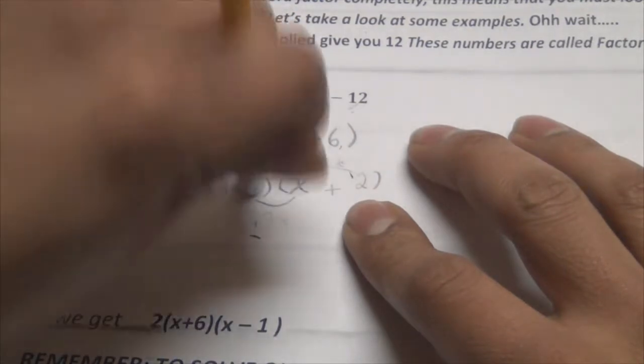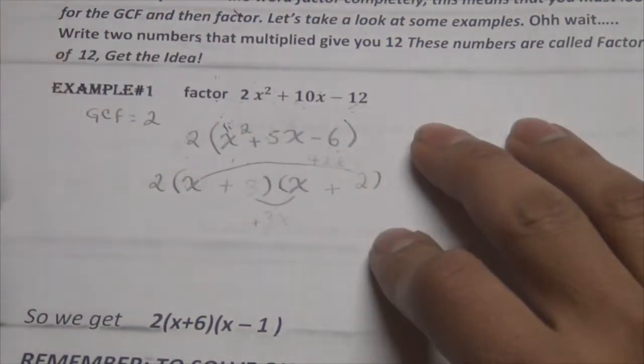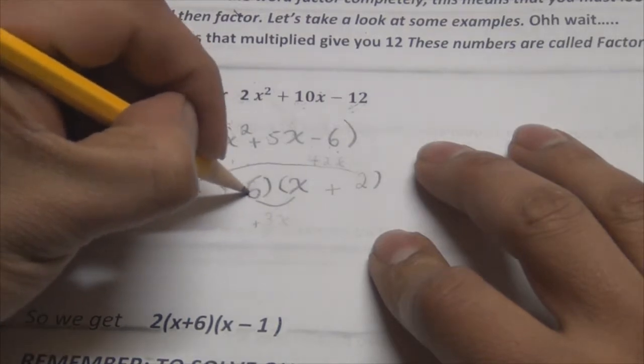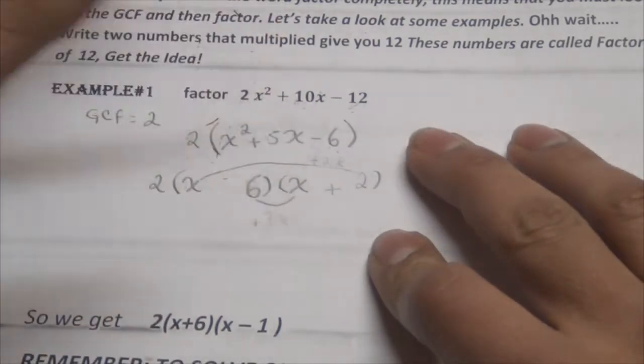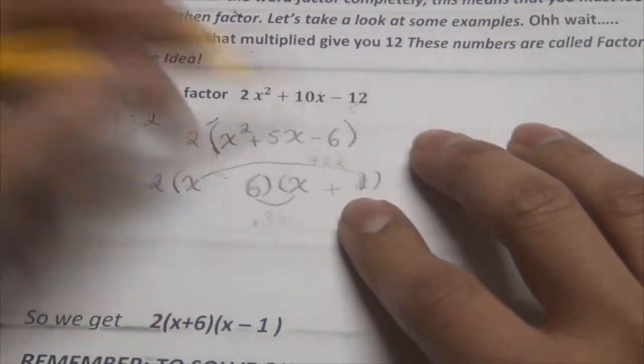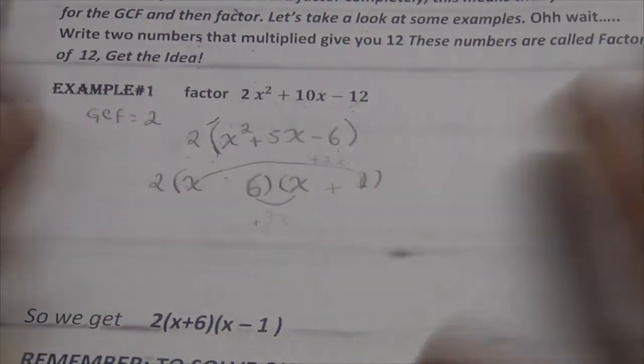Why did I do the wrong factors first? Because we learn from our mistakes. So let's try factor 6 and factor 1. 6 times 1 is 6. So okay, I'm not talking about the sign yet.